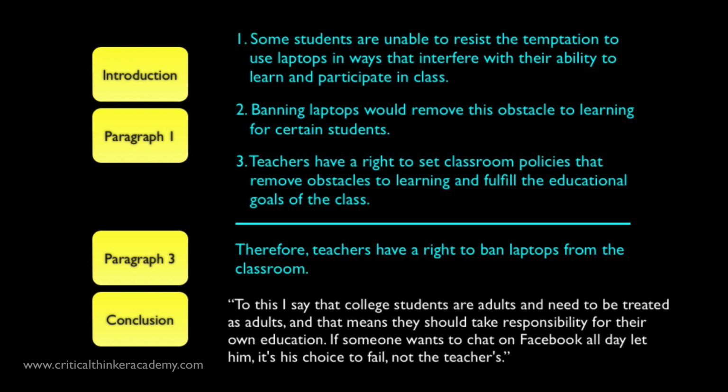A more important issue is whether the reply is as strong as it could be. Here's how we reconstructed the objection. The text at the bottom shows the reply in the original wording in the essay. You can see the focus is on treating students as adults, and we interpreted this as a challenge to the unconditional truth of premise 3 above. Yes, teachers have a right to set classroom policies that remove obstacles to learning, but this right isn't absolute. In this case, it conflicts with the right of students to choose their own learning styles, and it's unjustifiably paternalistic. It treats students like children rather than like adults.